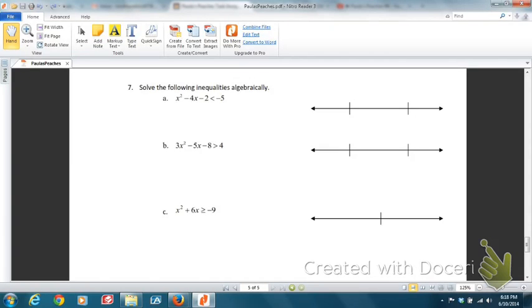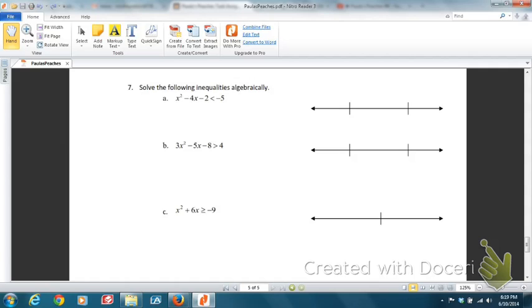Okay, for the last problem, number 7, it says solve the following inequalities algebraically. So basically what you're doing is you're solving these and then you are using the number line to determine where you're going to be shading. So I'm going to do number 7 as an example of what it is that you need to do.